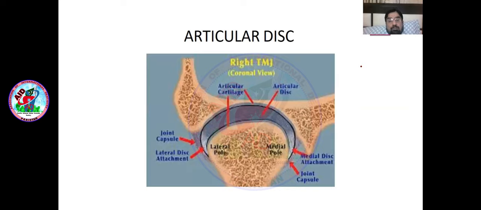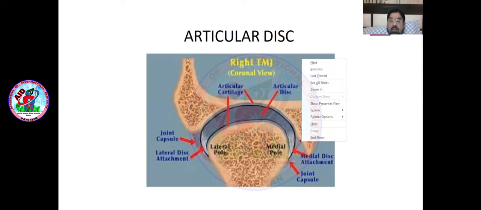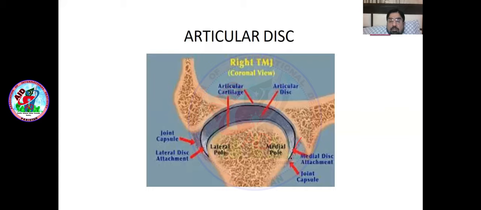Now, coming here, that is the medial disc area. This is the joint capsule attached superiorly right here to the temporal bone, and to the neck of the condyle; the same is attached here from the condyle to the temporal bone. That is the disc, and the superior joint space, inferior joint space. This is the articular cartilage above and below. And that is the coronal section. This is the medial pole and that is the lateral.